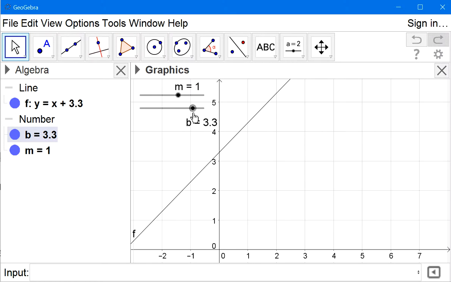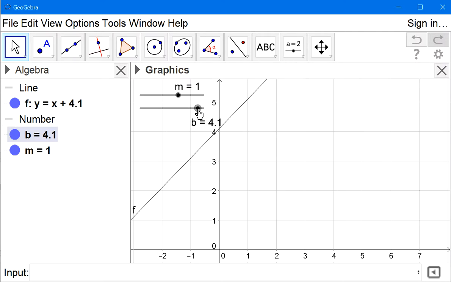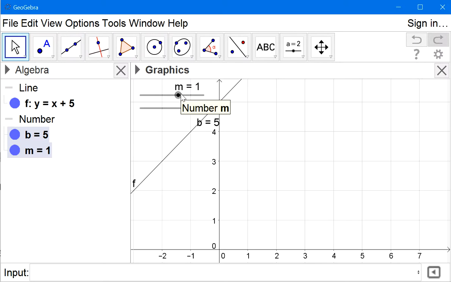I can make b larger. So you can see when I bring b right there at 3, I've got a y-intercept at 3. I can bring this up and create a y-intercept at around 4, and then I can bring it all the way up to a y-intercept of 5. And this value is the slope. It's this rise over run pattern, and I can change that too.